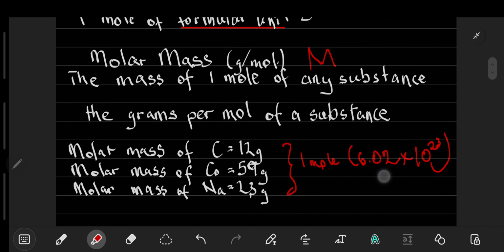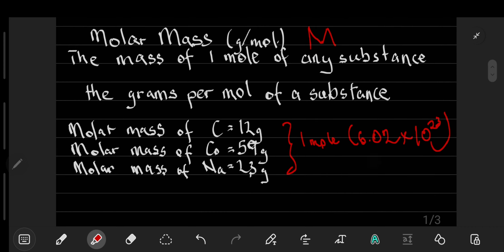Now we'll move on to the concept of molar mass. When we say molar mass, as you can see here, we have grams per mole. So we are saying that molar mass is how many grams you have in 1 mole of a substance. The definition is: molar mass is the mass of 1 mole of any substance.